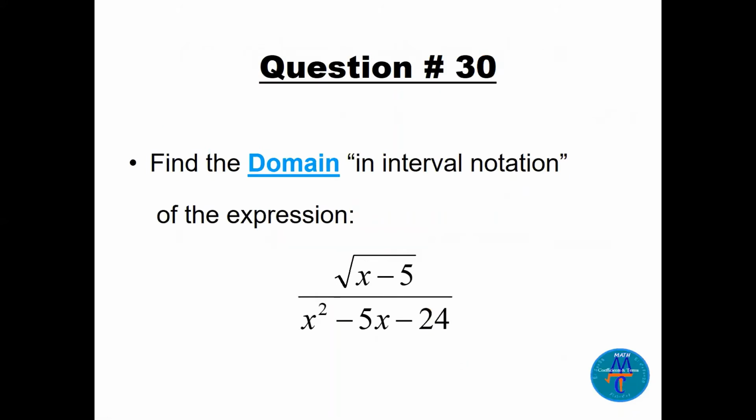Now, find the domain. This is a very nice question. Find the domain in interval notation of the expression square root of x minus 5 divided by x squared minus 5x minus 24. Now we have a little problem in both numerator and denominator. Here we have a radical or square root, so we have to make sure the radicand is positive, and here we have a quadratic down, we have to factor it, and we cannot take any 0 in the denominator. Okay, so that's the problem here.